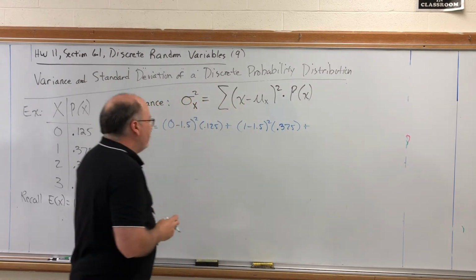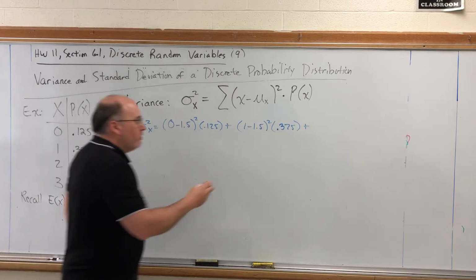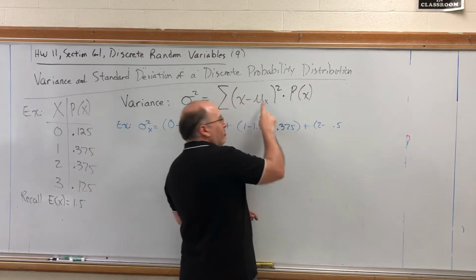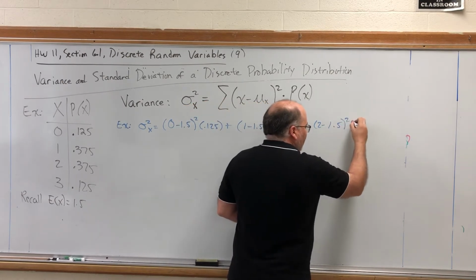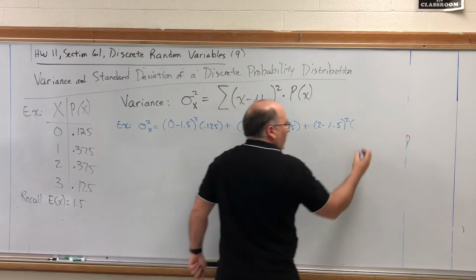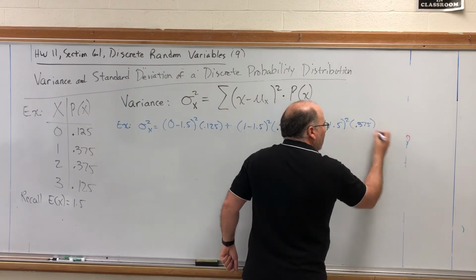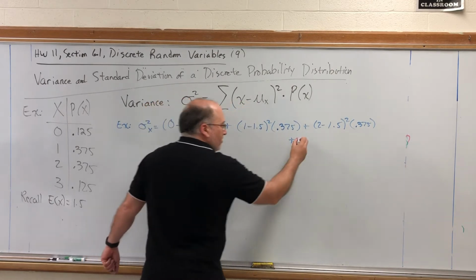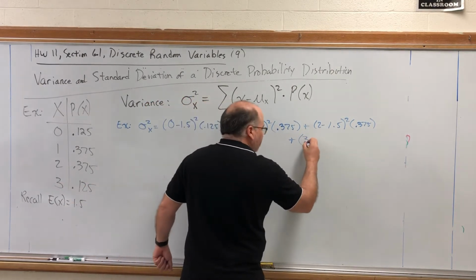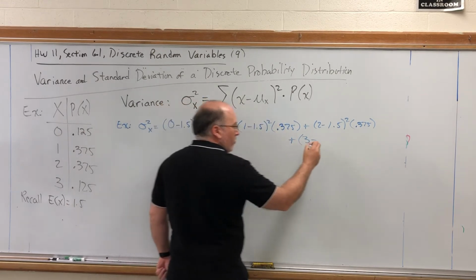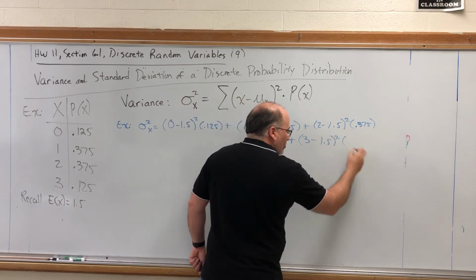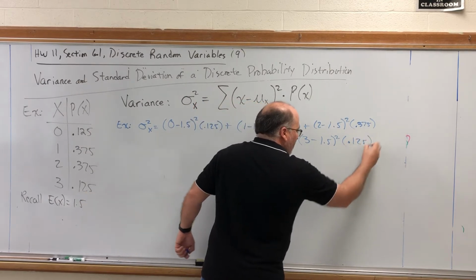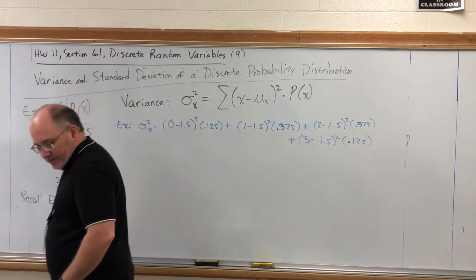Plus, we do the same thing for x equals 2. So 2 minus 1.5, that gets squared, multiply by the probability, 0.375, and then I'm out of room over there, so we'll just do it down here, plus the final value for x was 3, minus the mean, which was 1.5, that difference gets squared, multiply by the probability, 0.125. And then all this goes into a calculator.